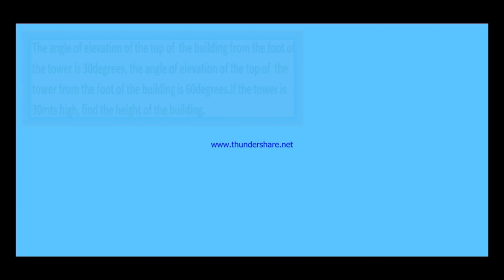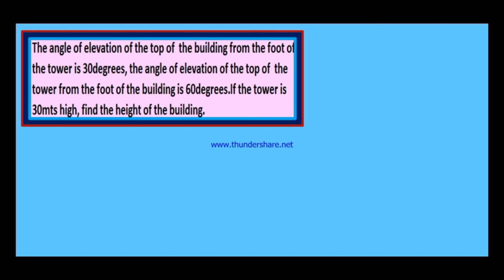Now another question. The angle of elevation of the top of the building from the foot of the tower is 30 degrees. The angle of elevation of the top of the tower from the foot of the building is 60 degrees. If the tower is 30 meters high, find the height of the building.